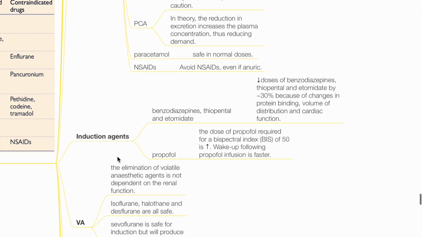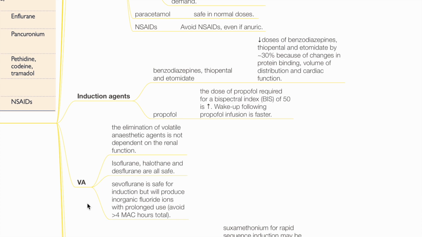Induction agents. Reduce doses of benzodiazepines, thiopental, and etomidate by 30% due to changes in protein binding, VD, and cardiac function. The dose of propofol required for BIS of 50 is increased. Wake up following propofol infusion is faster.